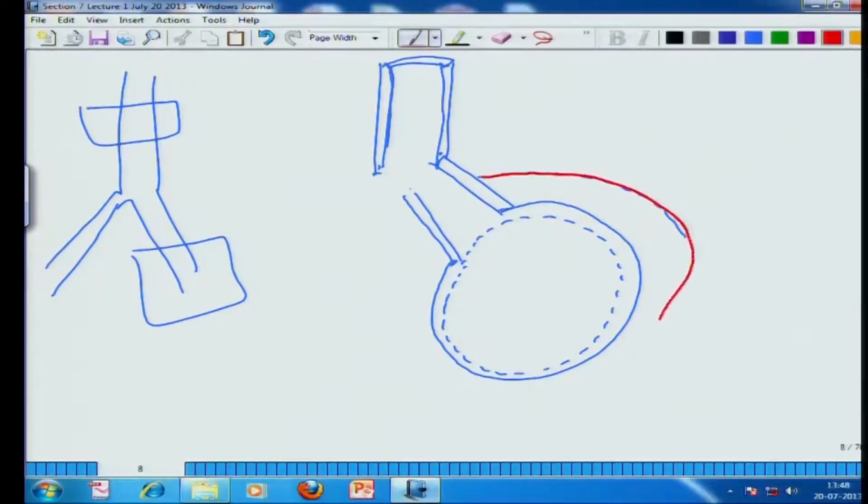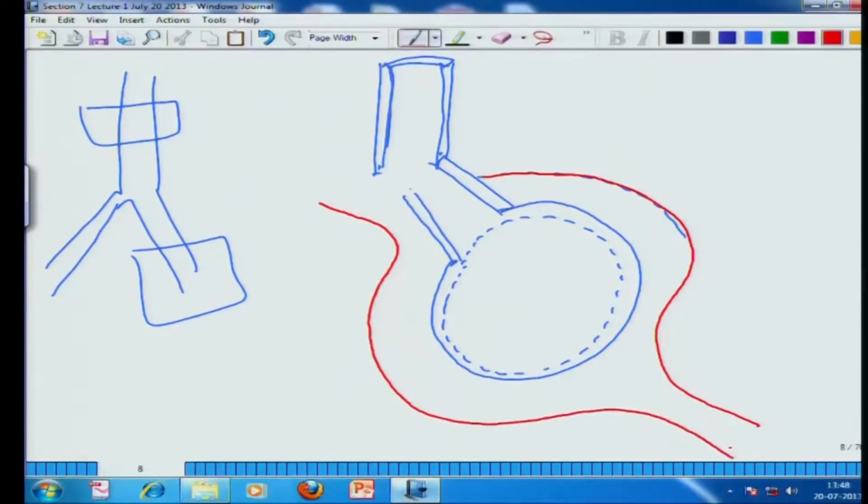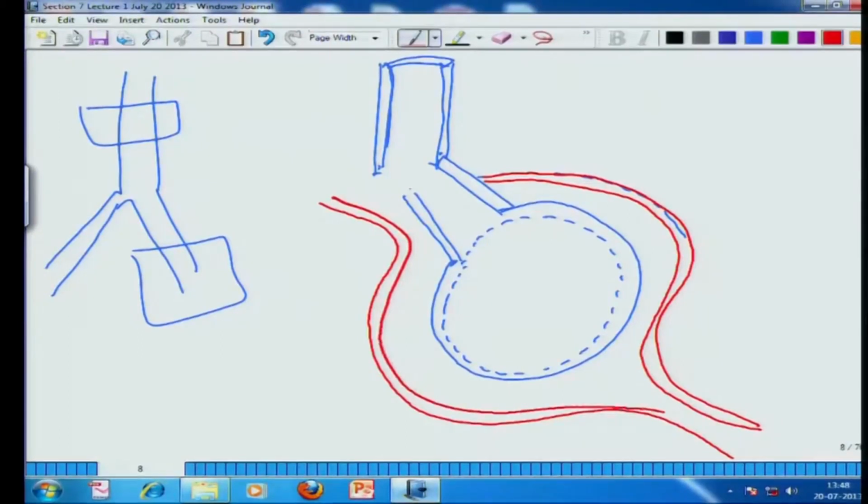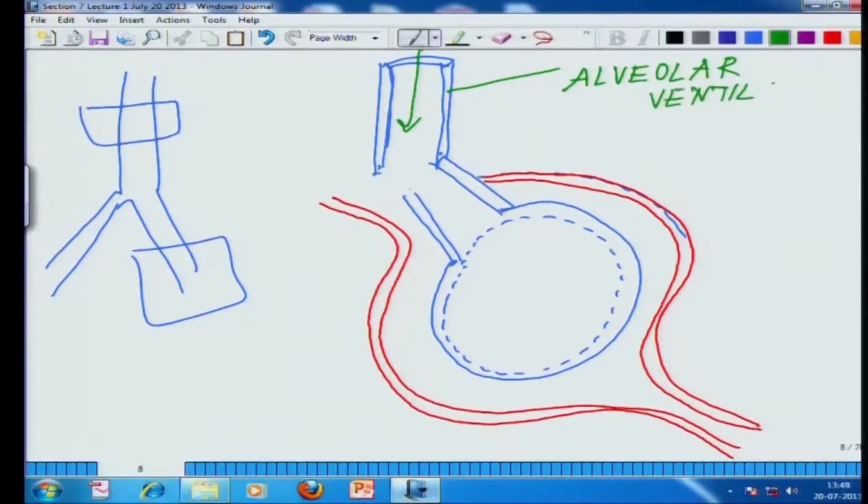a blood vessel which is coming in close proximity to it. Actually, let me draw it like this. The red color you will see is the blood vessel, which is double membranous. I am not drawing this side, I am just showing you one magnified view of it. This is where alveolar ventilation is taking place, which is nothing but the exchange of oxygen and carbon dioxide. Alveolar ventilation is taking place.